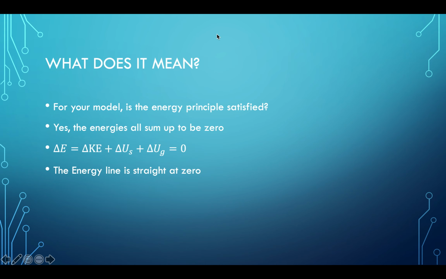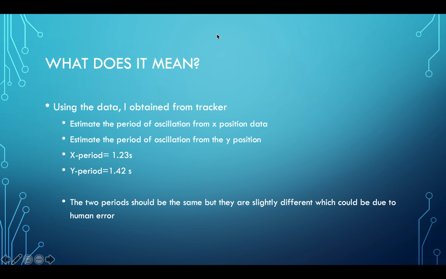So what does this mean? For your model, is the energy principle satisfied? The energy principle is satisfied because the energies all add up to 0. That is why the energy line was straight, which matches the equation that we saw, equal to 0. And the energy line is equal to 0 because it is a straight line.